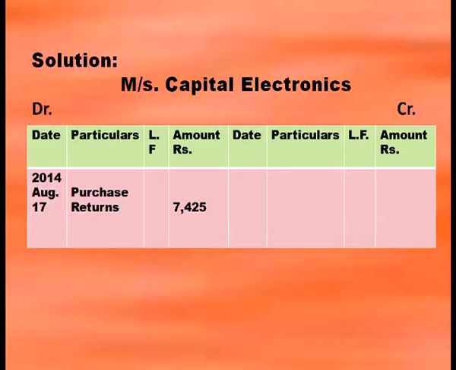When you are opening the name of the supplier's account, that is Messrs. Capital Electronics account, how do you have to post this purchase return? The Messrs. Capital Electronics account will be opened with date column, particulars column, ledger folio, amount column on the debit side and on the credit side. Then on the debit side you will post purchase returns with the amount and date in the respective columns.